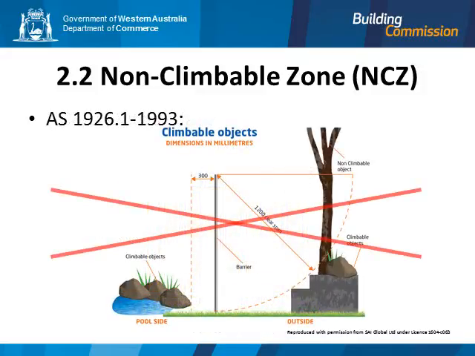The 1993 edition detailed that there were to be no climbable objects within a 1.2 metre arc measured from the top of the fence on the outside of the fence. This has been replaced with non-climbable zones 2 and 3.